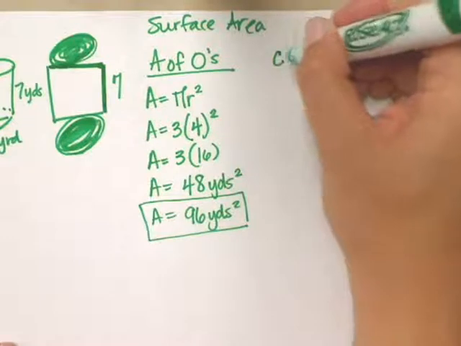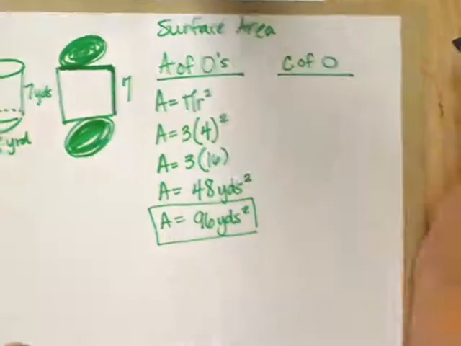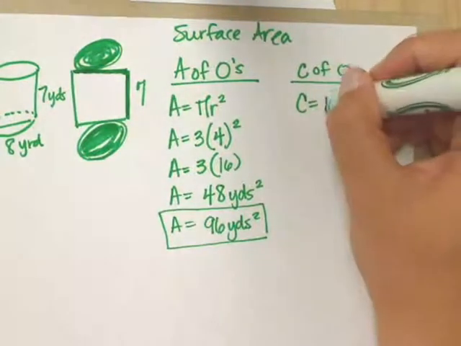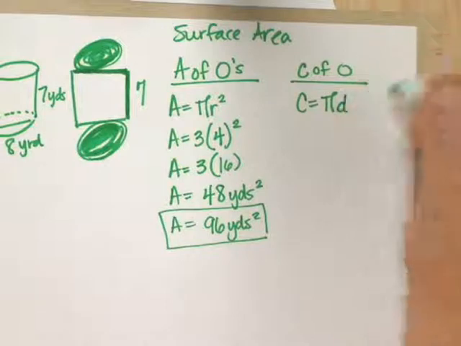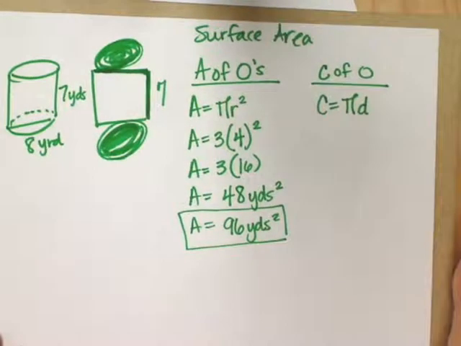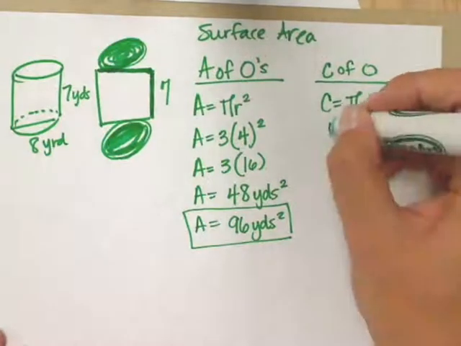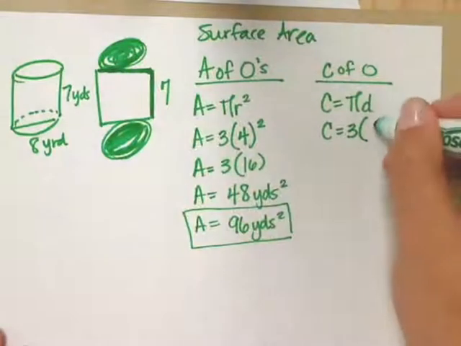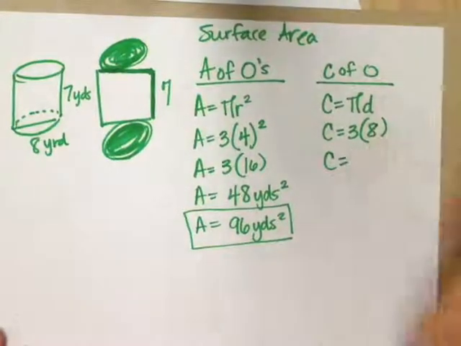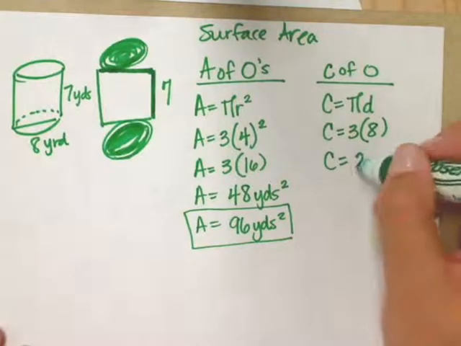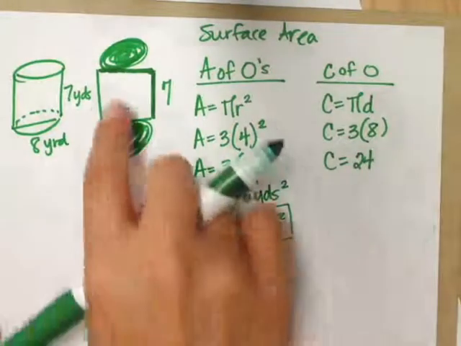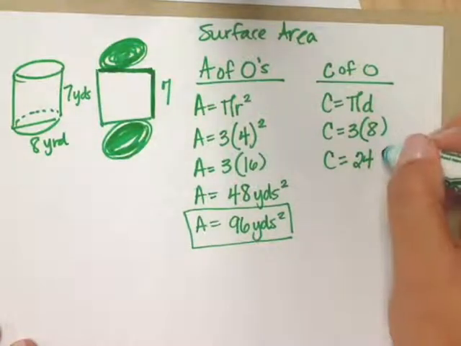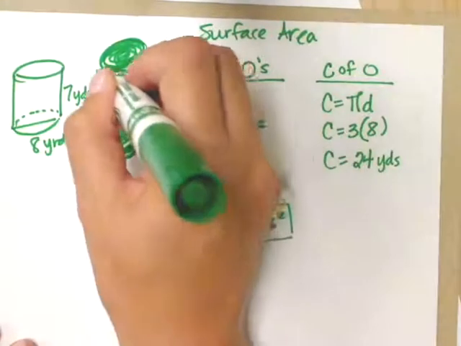Circumference of my circle. And my formula for circumference is pi times the diameter, and we have the diameter, so we can use that. Pi times diameter. Use 3 for pi. My diameter is 8. 3 times 8 is 24. Now, this is just one simple measurement. It's not anything squared. So 24 yards is this distance here.